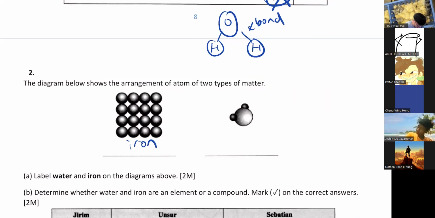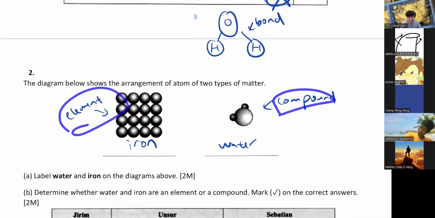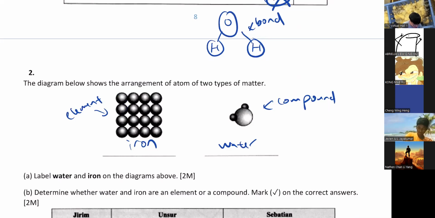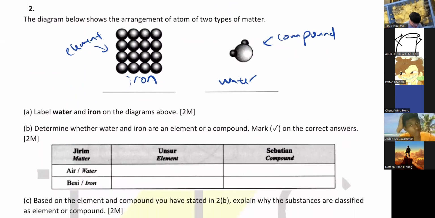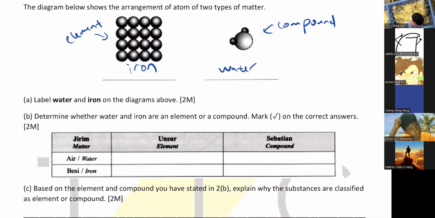Okay, so next, water is this. So this is an element. This is a compound. Because this is one type of atom. This is two types of atoms. All right, atom and molecule is the number. It has nothing to do with this element and compound. Next, determine whether water and iron are elements or compound. Oh, you just said that, right? Wow, I can foretell the future. So this one, iron is an element. So water is a compound. Sebatian.